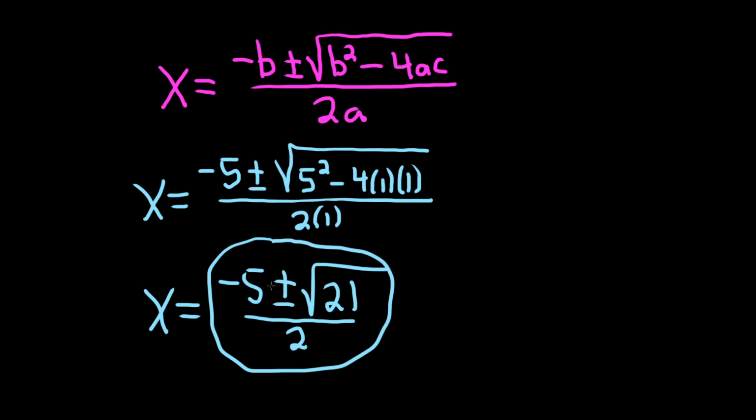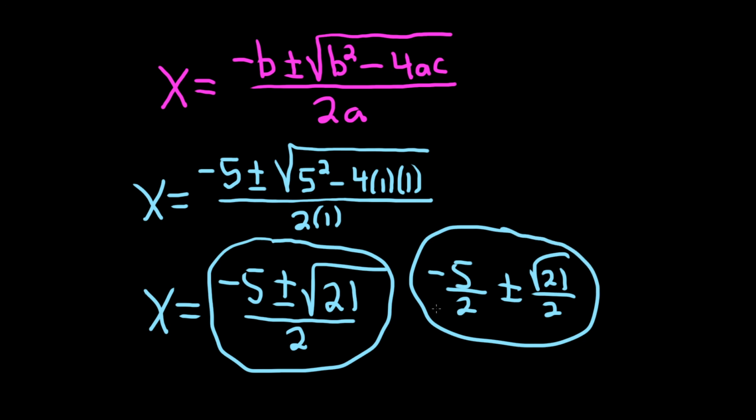So you could write it like this, or if you like, you could write it like this: negative 5 over 2 plus or minus the square root of 21 over 2. Both of these should be okay answers. Sometimes certain homework systems only accept one answer. Like they might only take this one or they might only take this one. But both are technically correct.